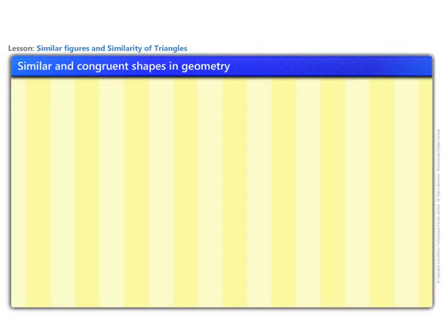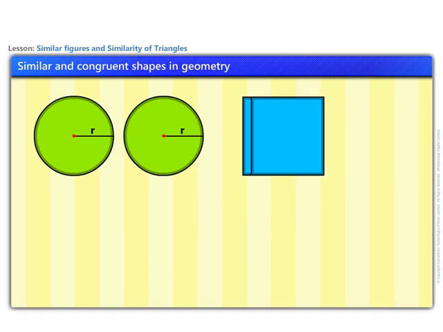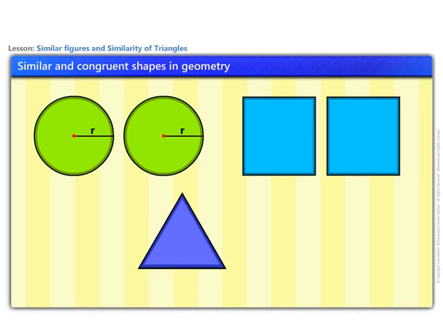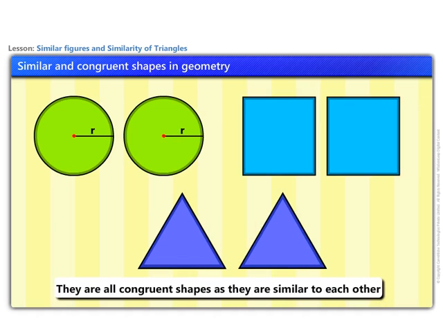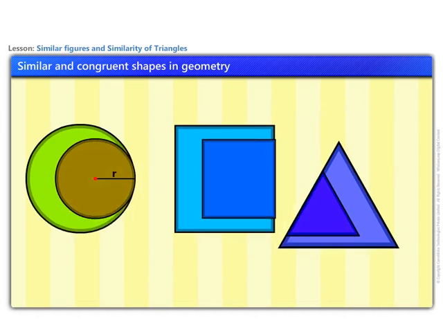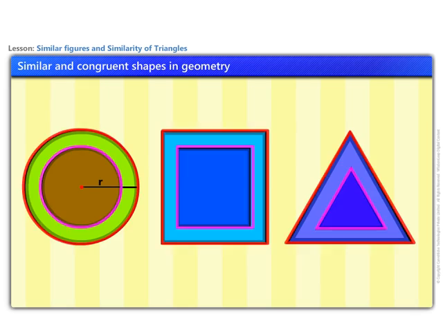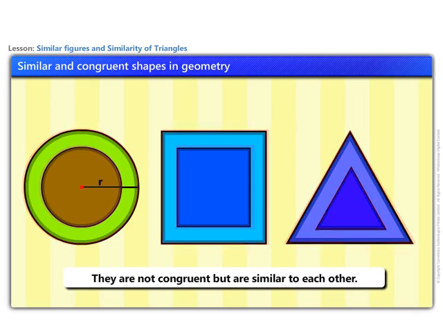Take a look at the geometrical shapes of circles with same radii, squares with same side lengths, and equilateral triangles with same sides. They are all congruent shapes as they are similar to each other. Now, observe the shapes of similar circles, squares, or triangles. Here, each of them does not have the same size, but they all have the same shape. They are not congruent but are similar to each other.